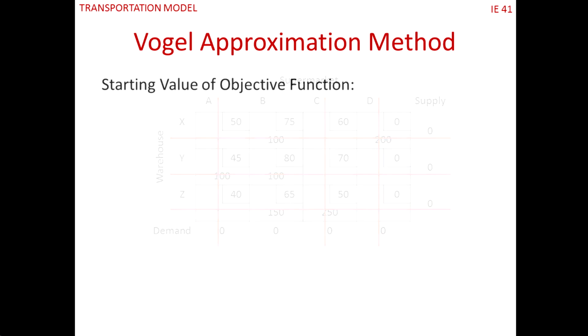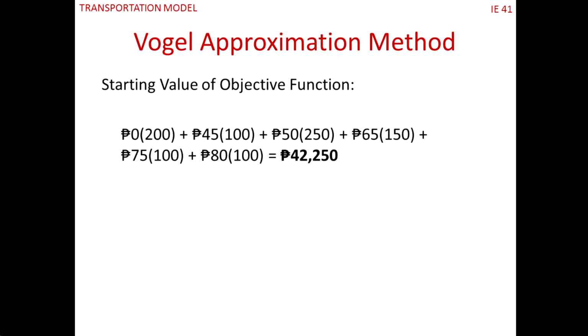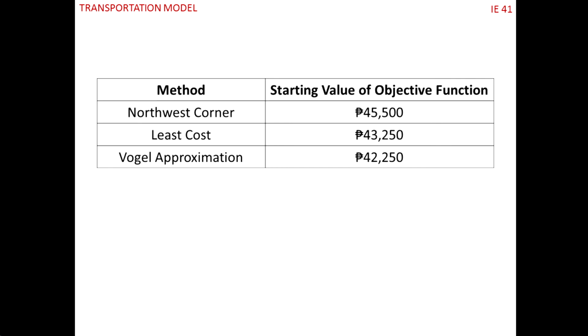The starting objective function value with this method would be 0 times 200 plus 45 pesos times 100 plus 50 pesos times 250 plus 65 pesos times 150 plus 75 pesos times 100 plus 80 times 100, which is equal to 42,250. If you've noticed, the starting value of the objective function decreased as we discussed the 3 methods.